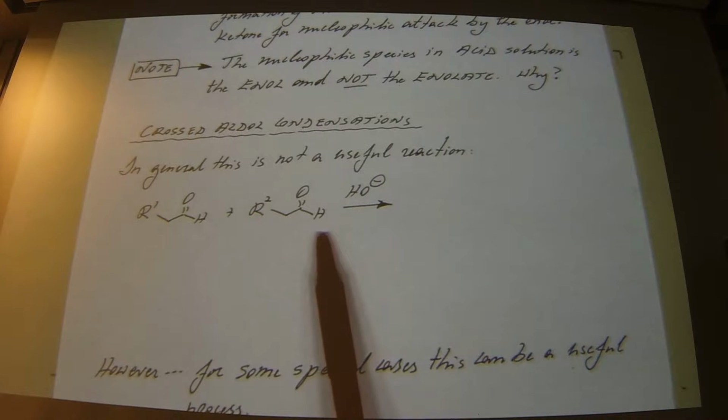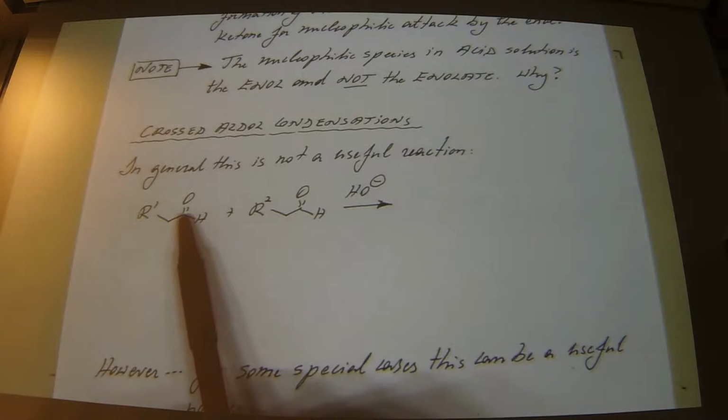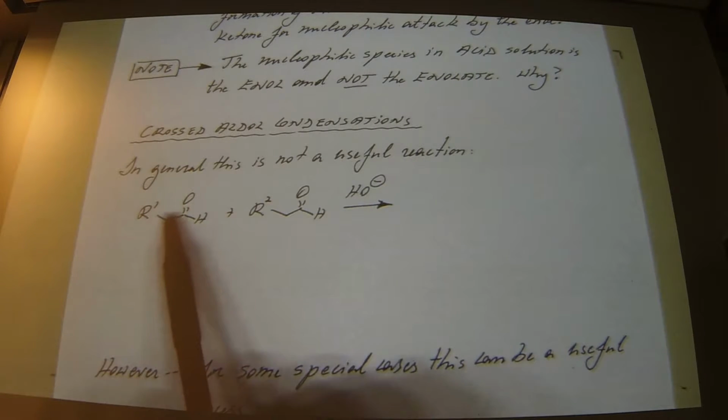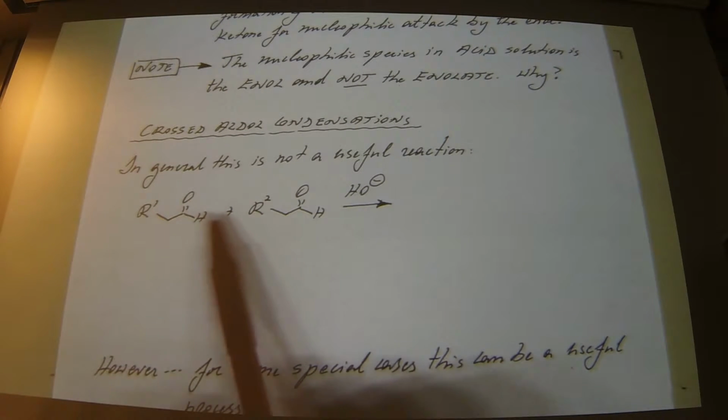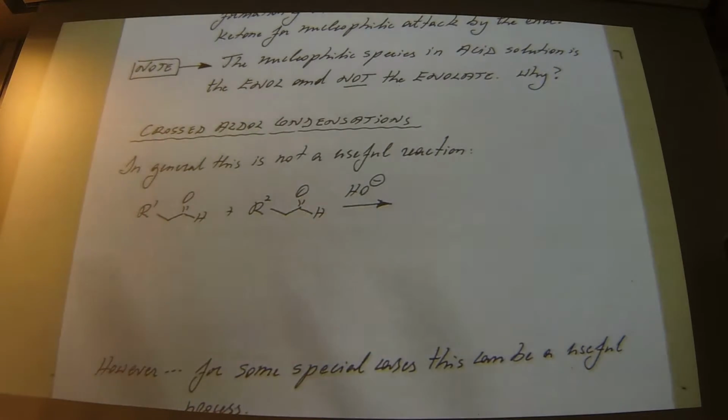Let's just leave it at the addition. Is this going to be useful or not? And the answer is, well, probably not, right? Because I can form the enolate here and have this attack that aldehyde. I can have the enolate form here, that attacks that aldehyde. I can form the enolate here and have it attack the same species. I can have the enolate here and have it attack the same species. So I end up with all four possible combinations. And so in the most general sense, this is not going to be useful.